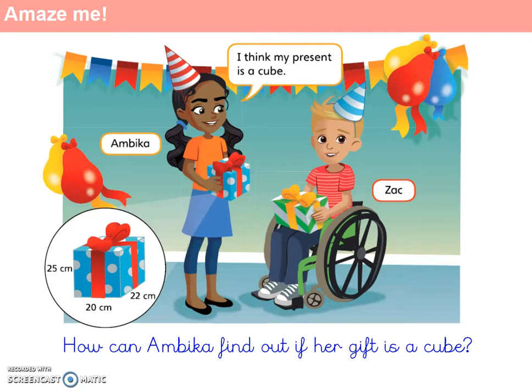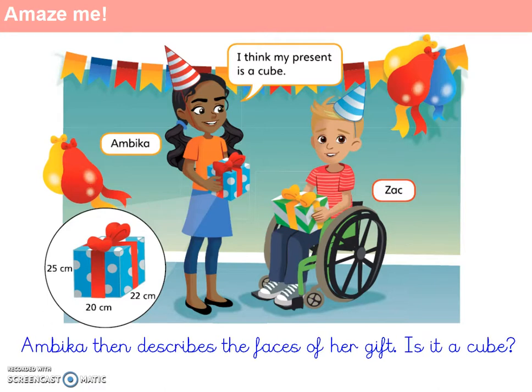So for this, we're going to be thinking about how would we describe the faces of a cube? And then secondly, what's the difference between a cube and a cuboid? That should be able to help us to identify whether this present Ambika has been given is a cube. So question 1b is saying Ambika is describing the faces of her gift. So she's thinking it's a cube and she's going to use the description of the face to work out if it is a cube. So think about whether those faces can help you find out whether she's correct or not.